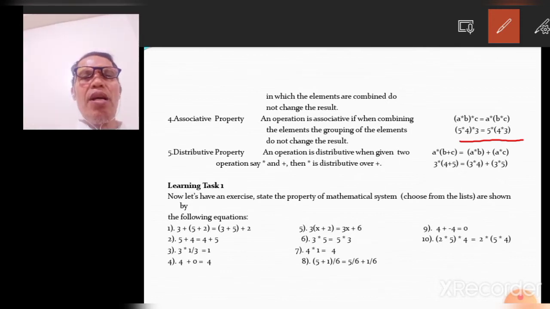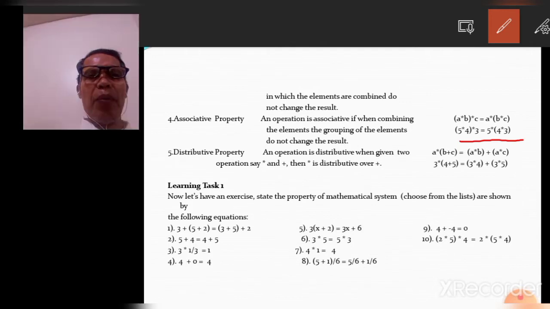Okay, the last property of mathematical system is the distributive property. An operation is said to be distributive when given two operations, say multiplication and addition, then multiplication is distributive over addition. For example, A times the sum of the quantity open B plus C close is equal to the product of the quantity open A times B close plus the product of the quantity open A times C close.